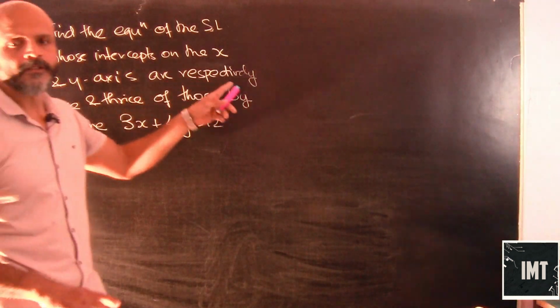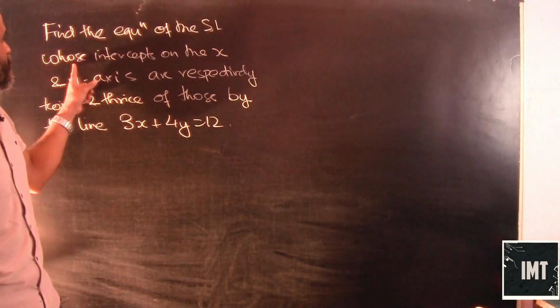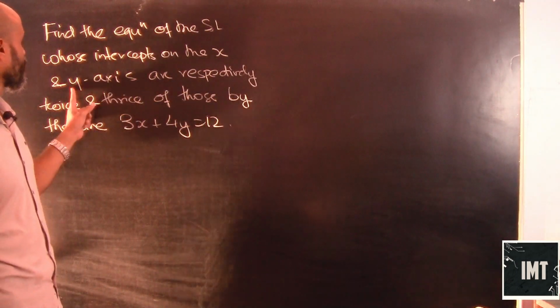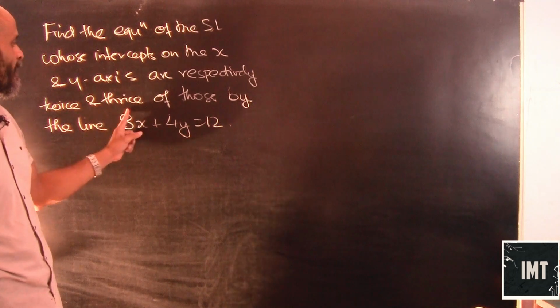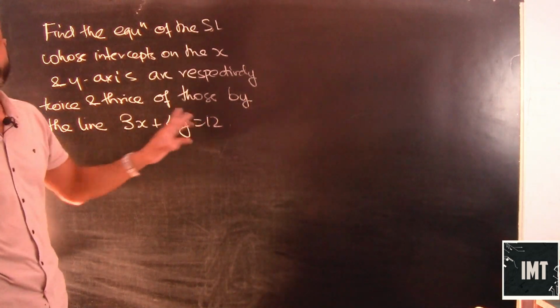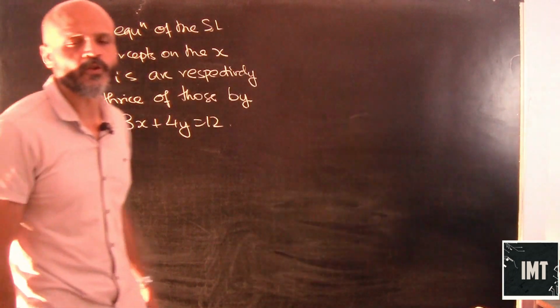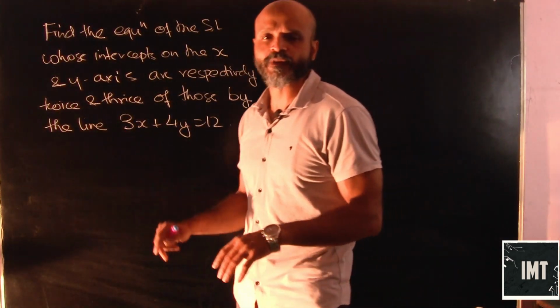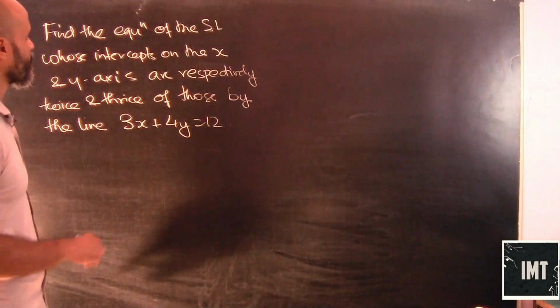Okay, find the equation of the straight line whose intercepts on the x and y axis are respectively twice and thrice of those by the line 3x plus 4y is equal to 12. Okay, a pretty easy question here. Let's look at how we can make this easy.